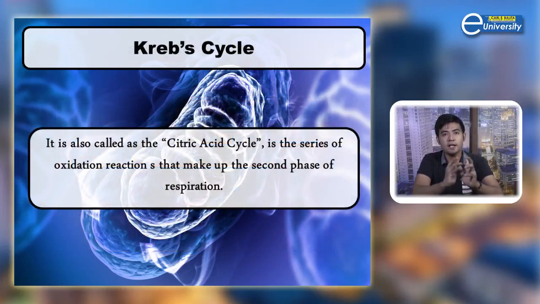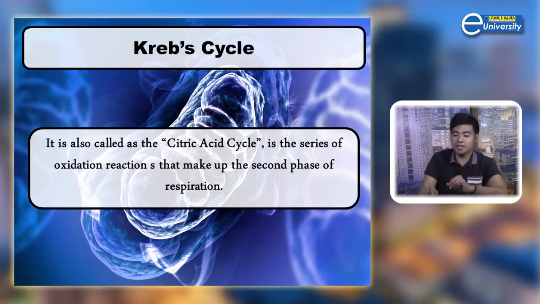The name Krebs cycle was given in honor of Hans Krebs. When you say Krebs cycle, it is also called the citric acid cycle because in this stage, we're going to produce citric acid. Also, it is a series of oxidation reactions. Again, oxidation reaction is the loss of electrons that makes up the second phase of respiration.